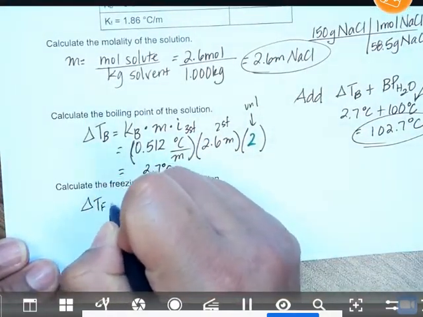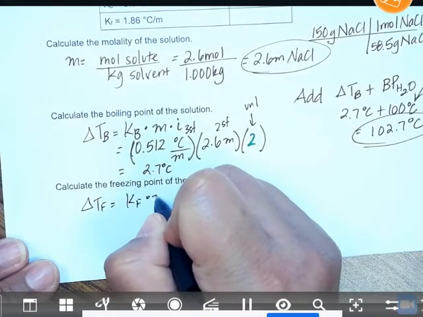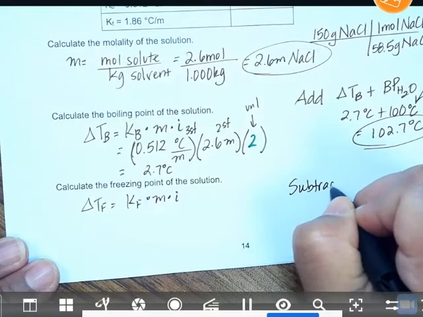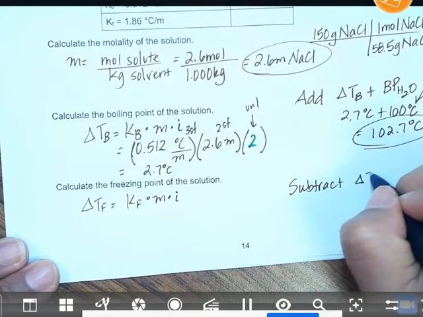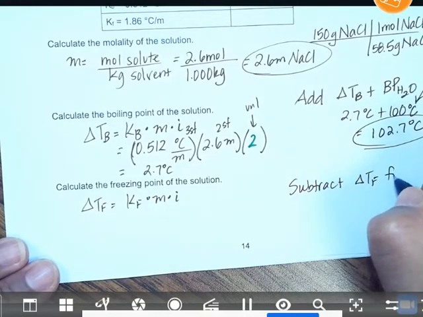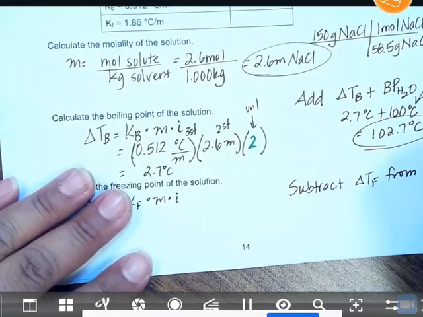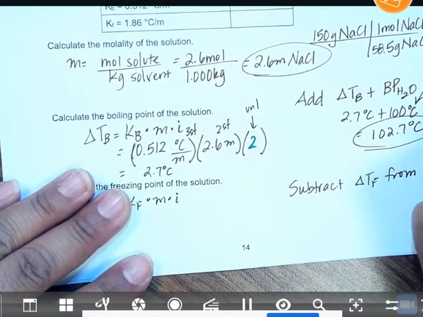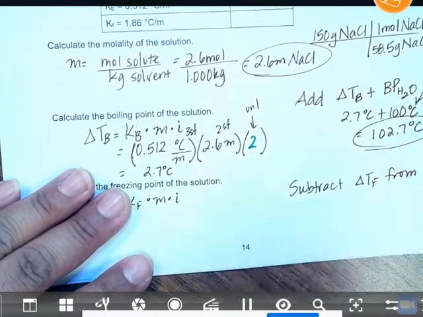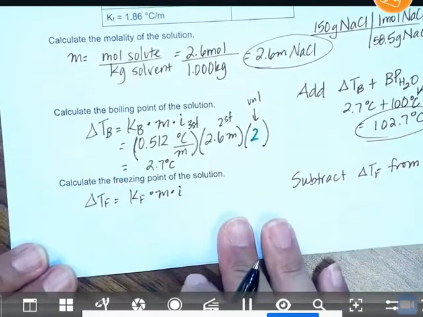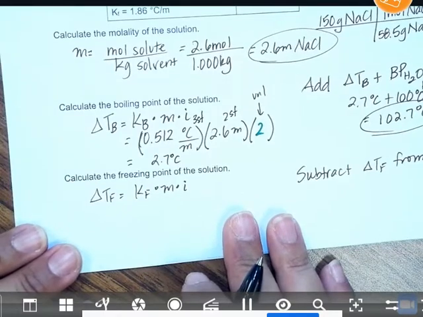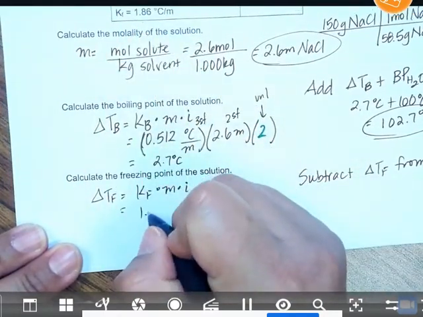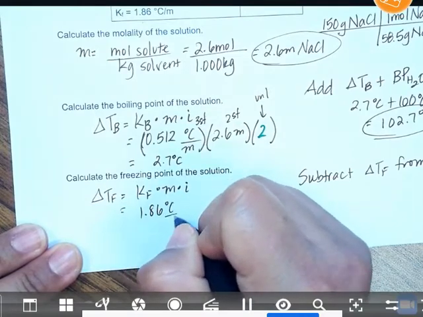Now we're going to find the freezing point. Delta TF gives me Kf times M times I. Now we're going to subtract this delta TF from the freezing point of H2O. So here we have Kf, which is 1.86 degrees Celsius per molality.